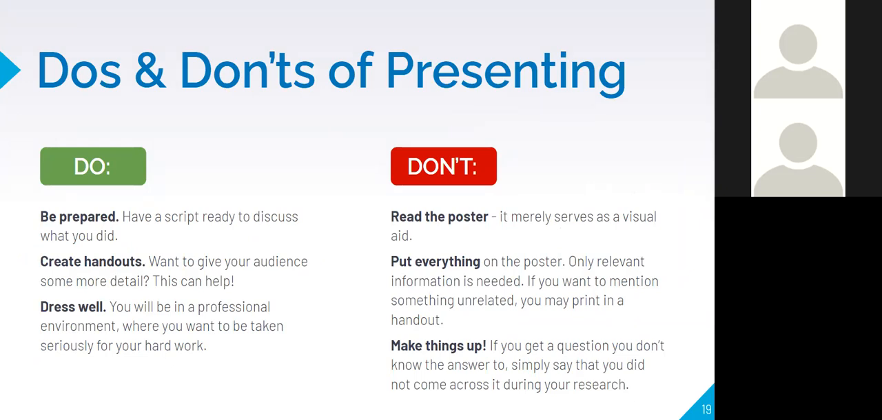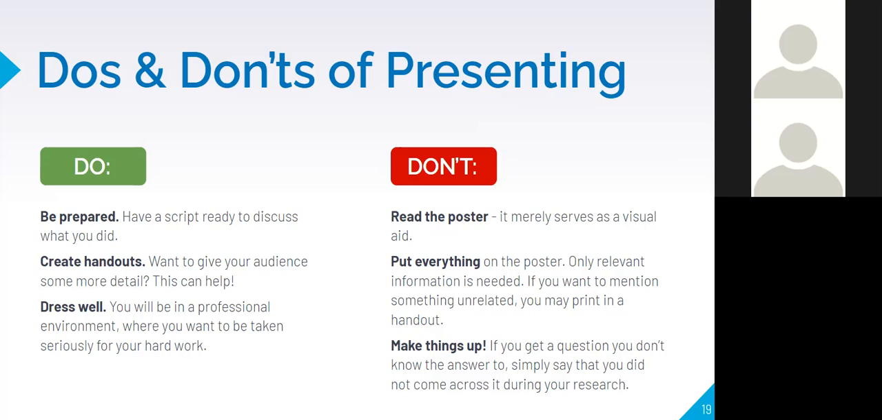So when you are presenting, do not just read off the poster. It might seem like you don't really know what you're talking about, and so you're going to refer to this paper, and it doesn't look like you would be engaged with your audience. The poster is just a visual aid. It can help you along the way, but it's good to have your own script ready to discuss what you did. So in the do section, we have be prepared. You should know what you're talking about before you enter any conference, symposium, presentation.